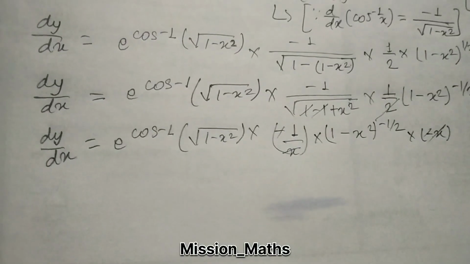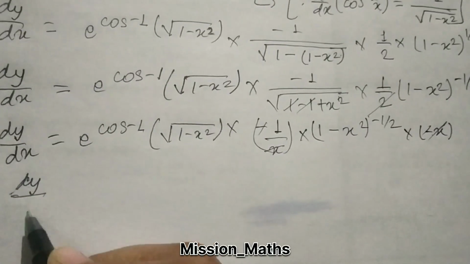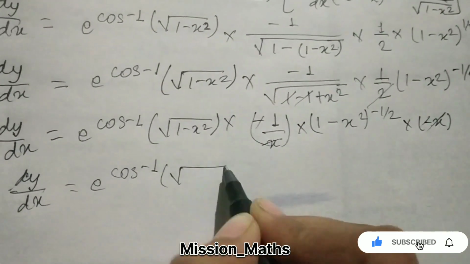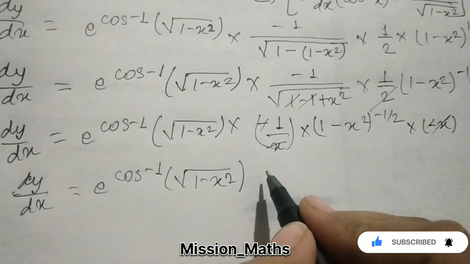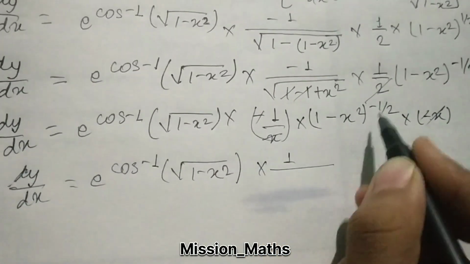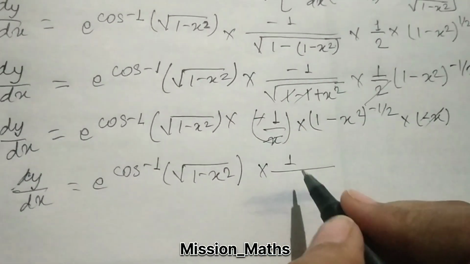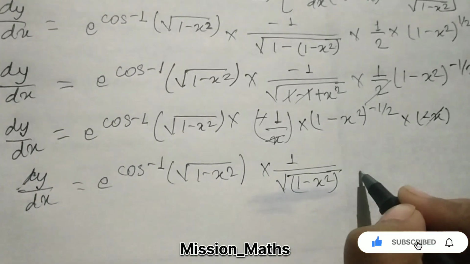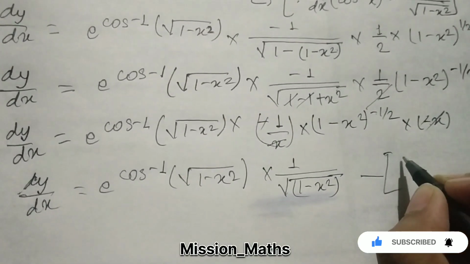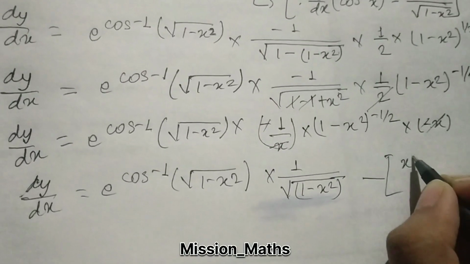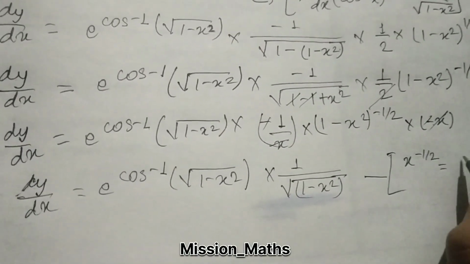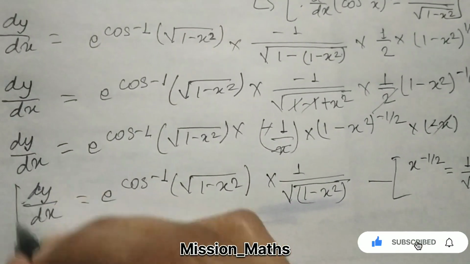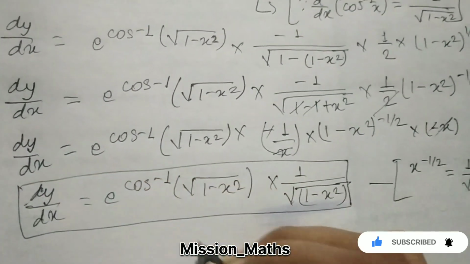And we are left with differentiation of y with respect to x equal to e raised to cos inverse root under 1 minus x square, into 1 upon root under 1 minus x square, because this minus half converts into root under 1 minus x square. This is because if we have x raised to minus half, we can write it as 1 upon root x. So this is our required answer. Thank you.